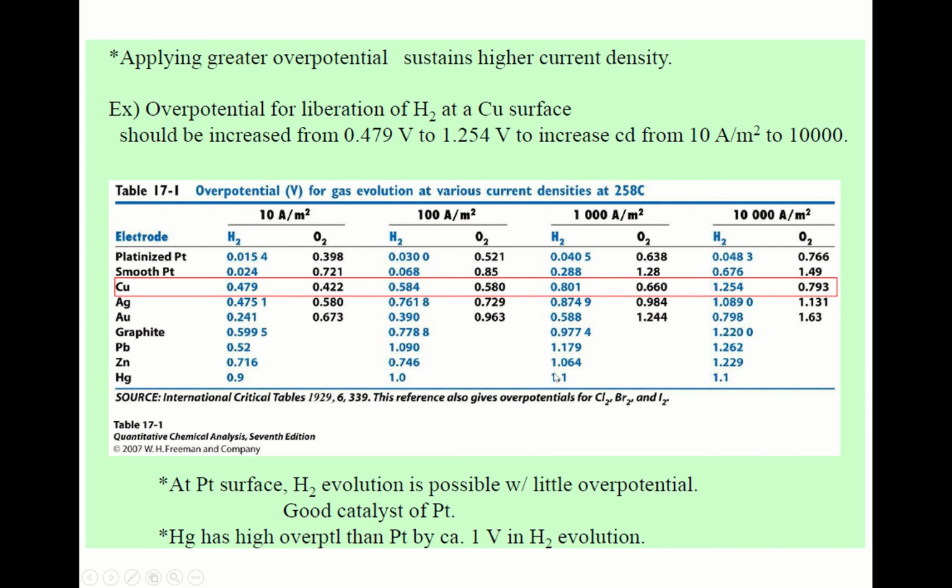Okay, now applying greater overpotential means that it sustains a higher current density. Okay, let's look at, well, let me see. Here, yeah, this example is the overpotential for the liberation of hydrogen gas at the copper surface here. Okay, let's look at this table.